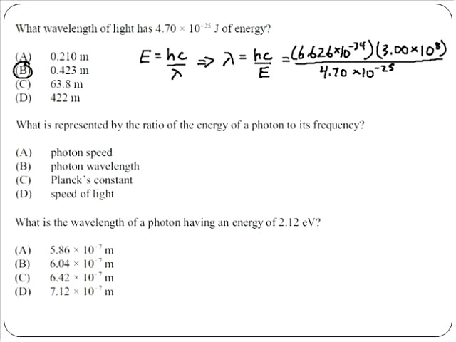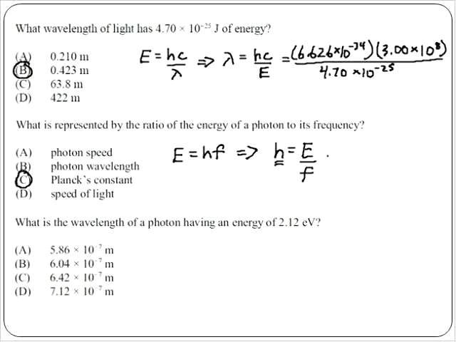0.423. And the next one is kind of interesting. This is a level 3 question, really. E equals h times f. That's the way you're used to seeing the equation written. But if you rewrote it as h equals E over f, then h would be the ratio of energy to frequency. There's your ratio: energy on top, frequency on bottom. So the ratio is equal to h, and h is known as Planck's constant.